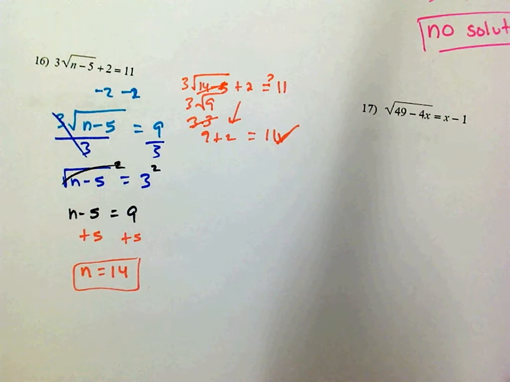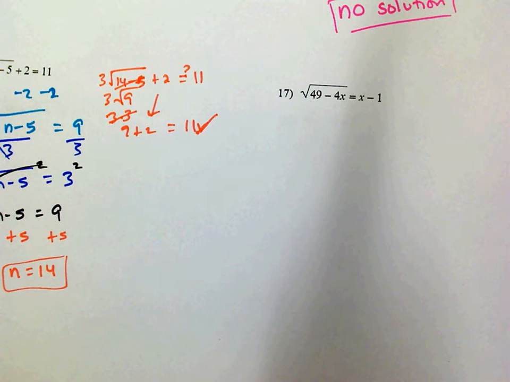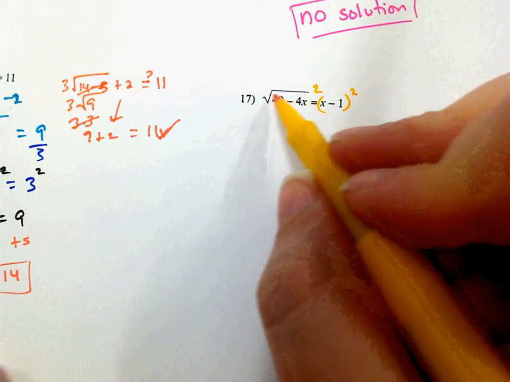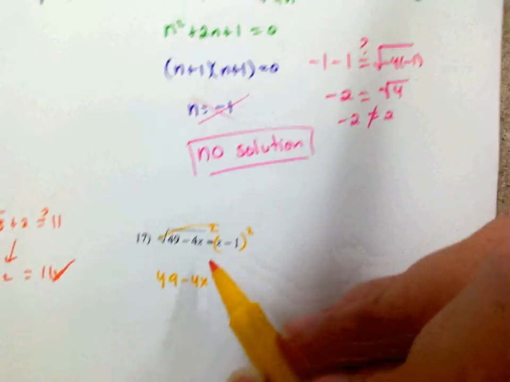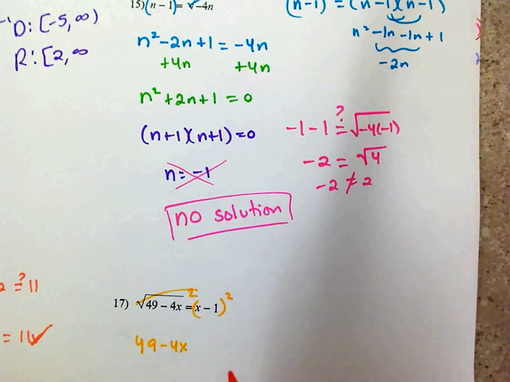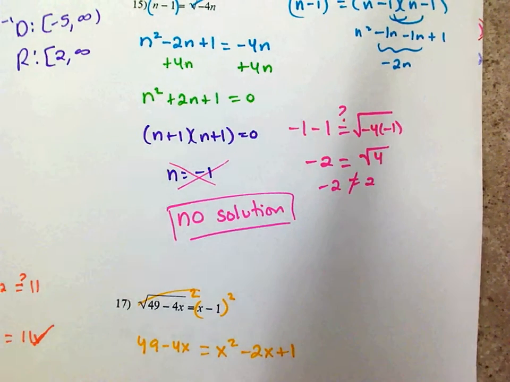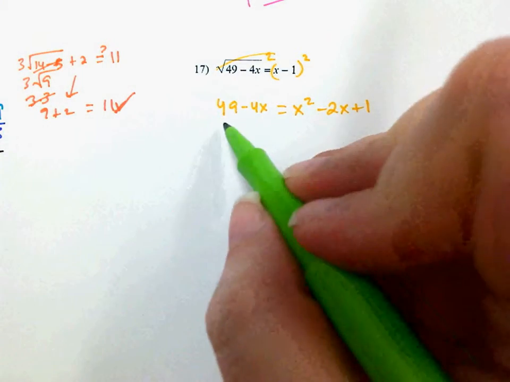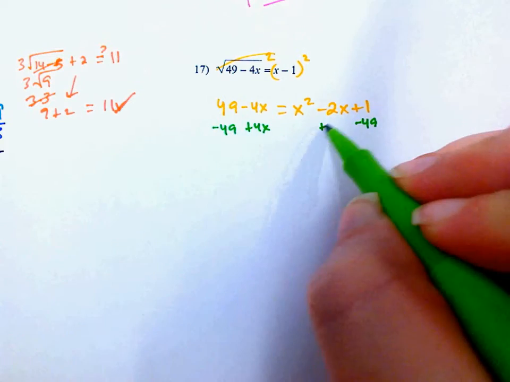To get rid of the square root, I'm going to square both sides. So I'm left with 49 minus 4x. We already squared n minus 1 right here, so it's x minus 1 is the same thing. X squared minus 2x plus 1. Okay, I need to get everything on the same side as the quadratic. So I'm going to subtract 49, and I'm going to add 4x. So I'm left with x squared plus 2x minus 48 equals 0.